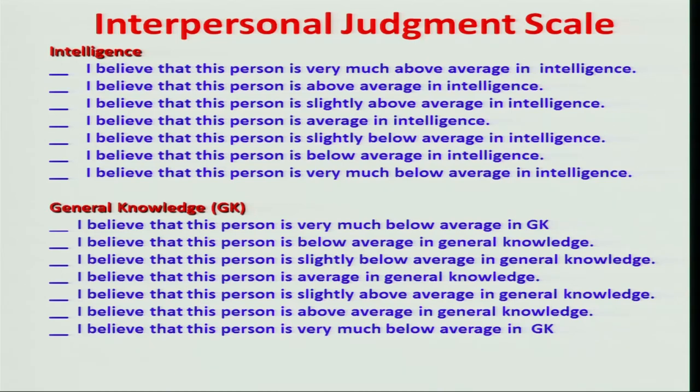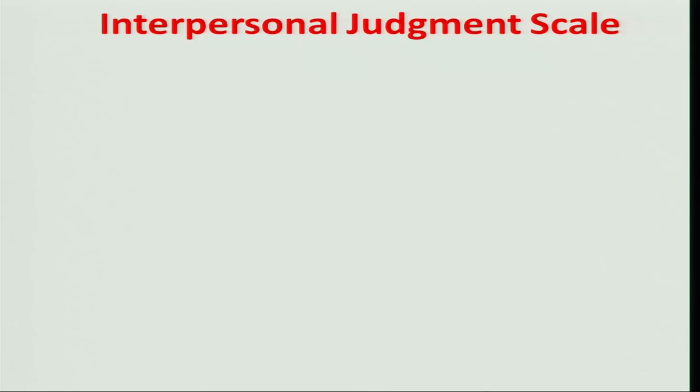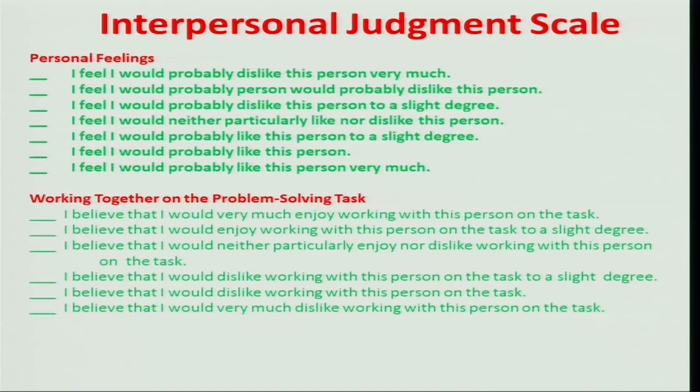First 2, one measured intelligence, another measured general knowledge. He said knowledge of current events, but later on I modified that to general knowledge. So, it is a 7-point scale. Earlier it was a 6-point scale, you remember, for attitude. Here we have continuous rating scales, in which the attraction items were the last 2 items. One, personal feelings, how do you feel, how much you like or dislike, you see, we have a continuous scale, and how much you would enjoy working together with this person.